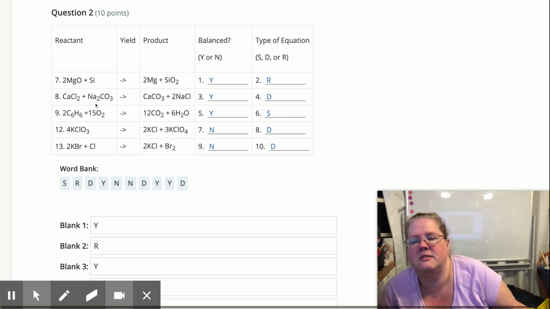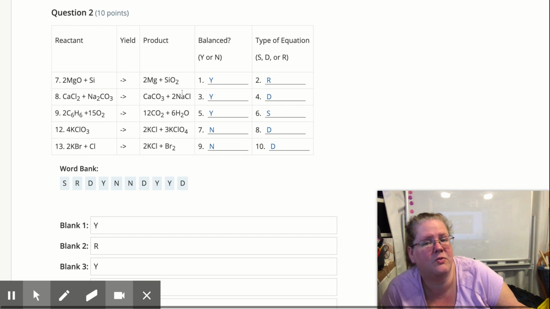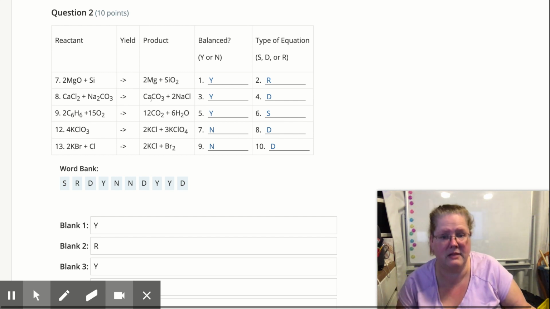On my reactant side, I've got a subscript of 2, so that means I have 2 sodiums, 2 Nas. I don't have a subscript here, but I do have the coefficient to multiply through, so there are 2 Nas. I have 1 carbon. I have 1 carbon. I have 3 oxygens. I have 3 oxygens. There's nothing to multiply. Yes, it's balanced.